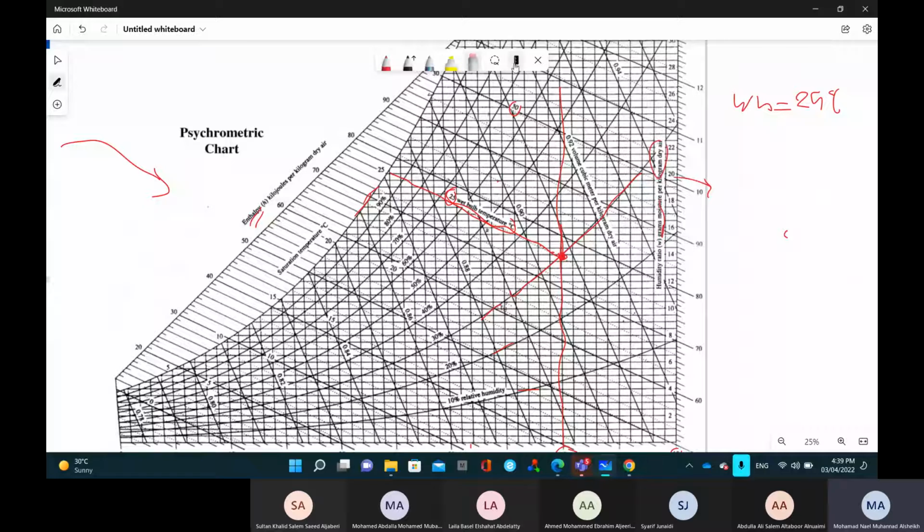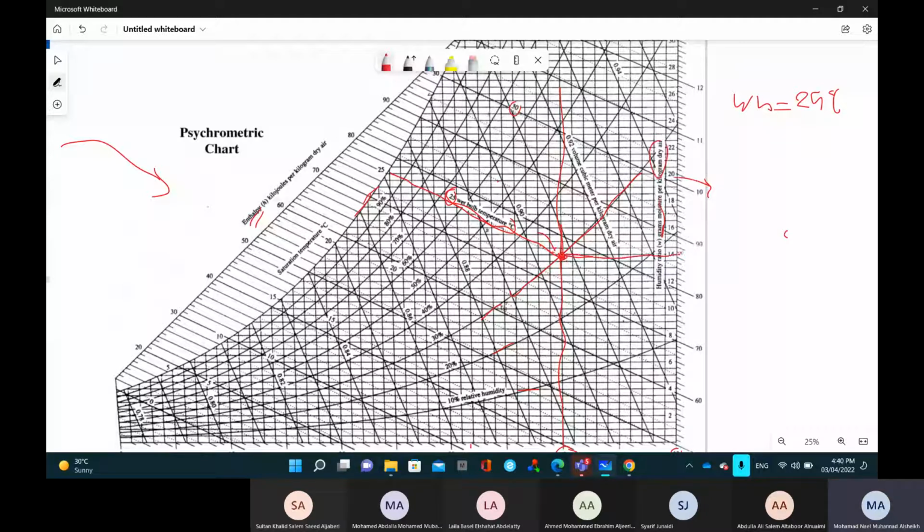So to do so, I can use the ruler. We already located the point here at the intersection of the two properties that we were given. So we will go to the left with a straight line.